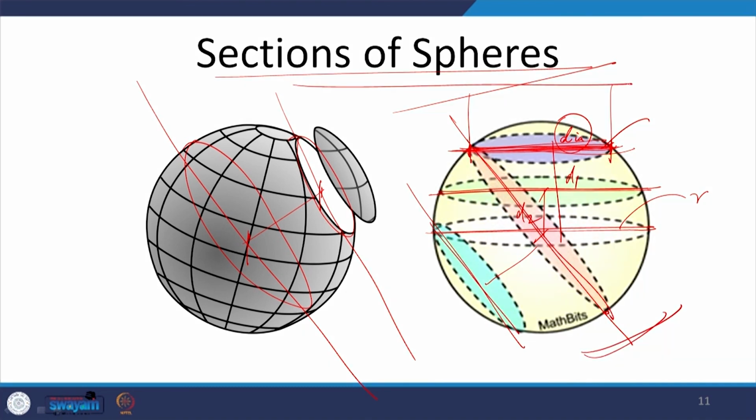With this, I have covered the introduction to the sections of solids, and in the subsequent lectures we will be learning to draw orthographic projections of the sections of solids. We will see you in the next lecture tomorrow, where we will start to learn to draw orthographic projections of these sections of solids, different types of solids one by one.